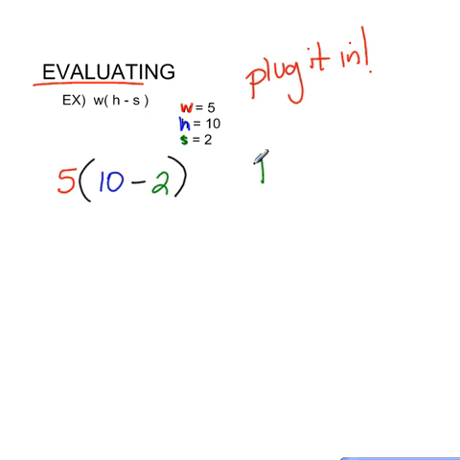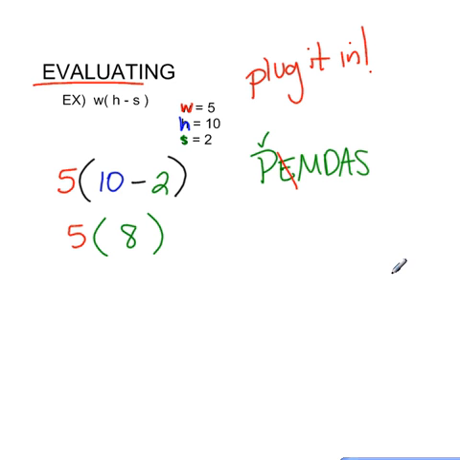So let's go. Please excuse my dear Aunt Sally. We're going to use order of operations here as well. Do we have any parentheses? Yeah, we do. What's in there? One operation. All we've got is subtraction. And what is 10 minus 2?